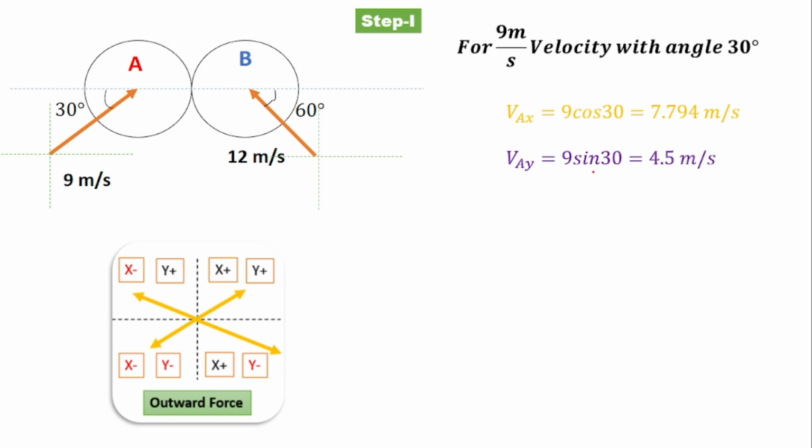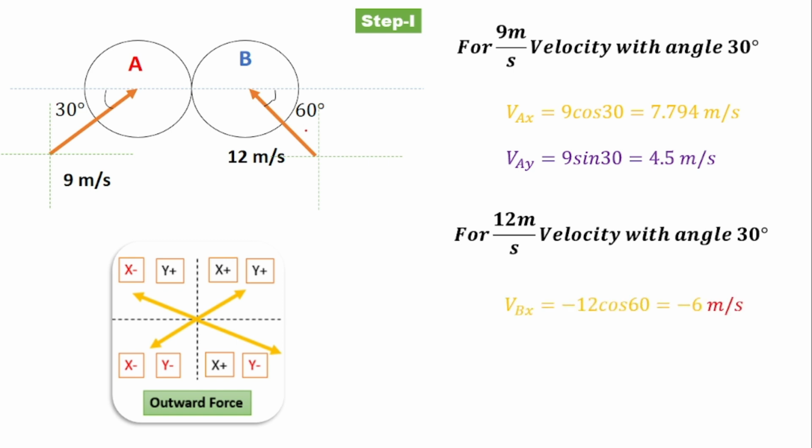That is 9 sin 30. The answer is 4.5. Both the values are positive. Now for 12 meter per second, it lies in the second quadrant. So VBX will be minus 12 cos 60. Why minus? Because the x component is negative in the second quadrant. Then VBY is equal to 12 sin 60, and the y component is positive, that's why a positive value is shown over here.